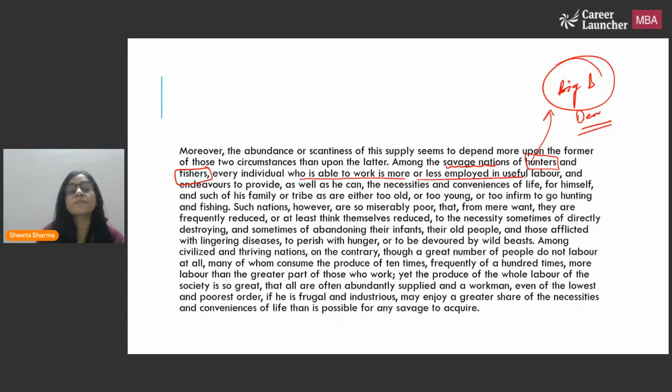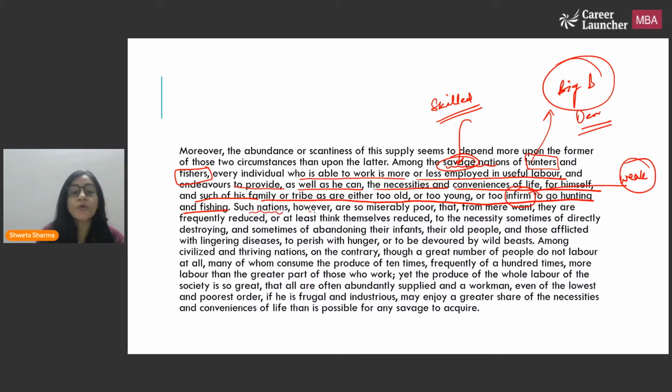every individual who's able to work is more or less employed in useful labor. That person who is involved in the savage nation, or anyone who's been hired as a labor to the savage nation, has to be very, very skilled. These countries are not so skilled. And fishers, every individual who's able to work is more or less employed in labor and endeavors to provide as well as he can the necessities and convenience of life for himself and such of his family or tribe as are either too old or too young or too infirm to go hunting and fishing. Infirm means they are weak. Okay.